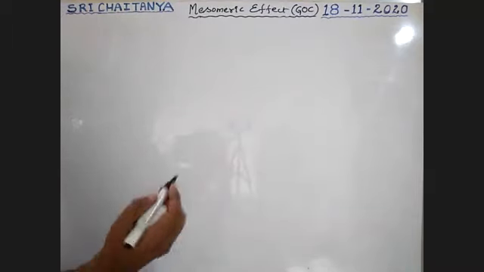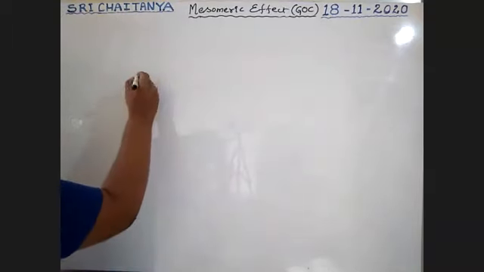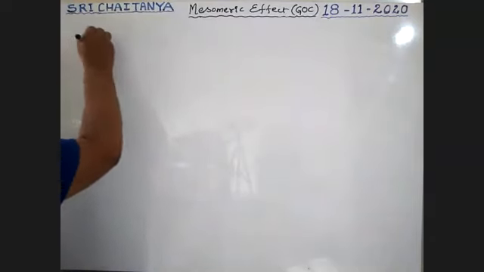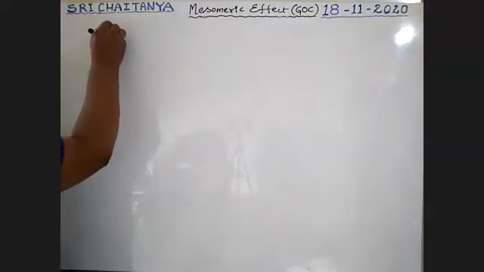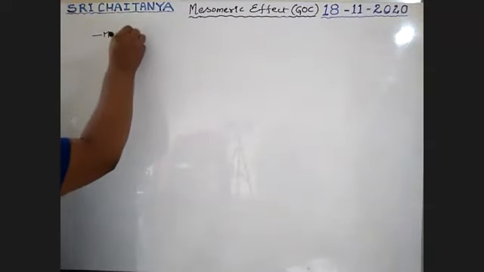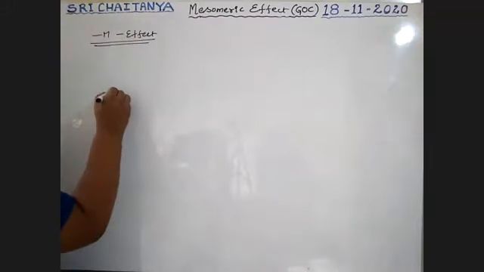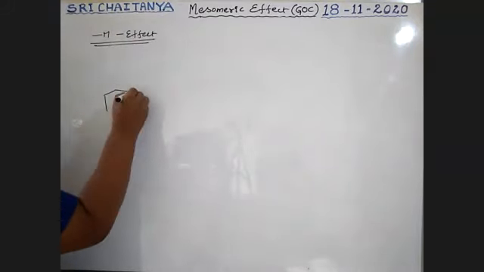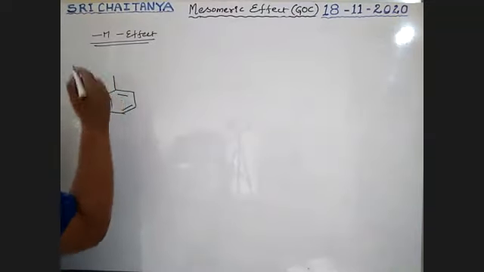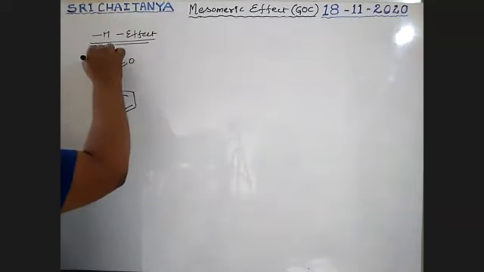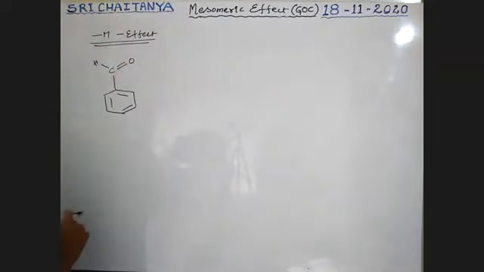Okay. So see here, boys, for example, minus M, minus M. C double bond O, H. This is the aldehyde group, boys.